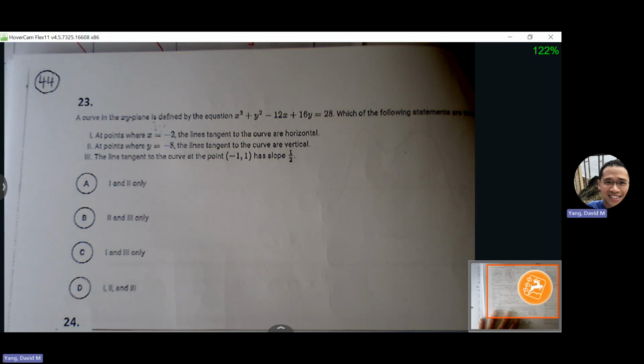horizontal, vertical tangent. This is where we look at either the numerator or the denominator of the derivative. Okay. So horizontal tangent is where the numerator of the derivative is equal to 0. Vertical tangent is where the denominator of the derivative is equal to 0. Okay, let's see if we can build out our derivative using implicit.